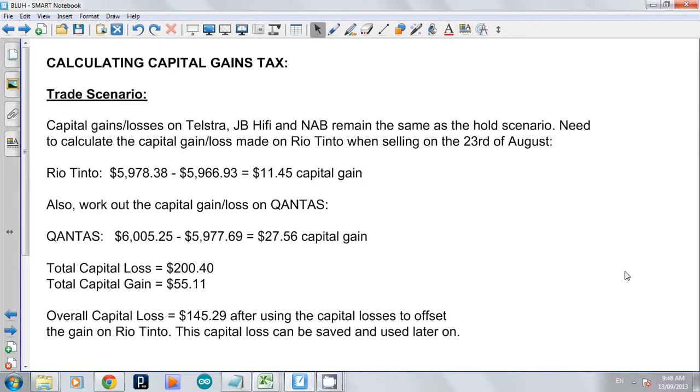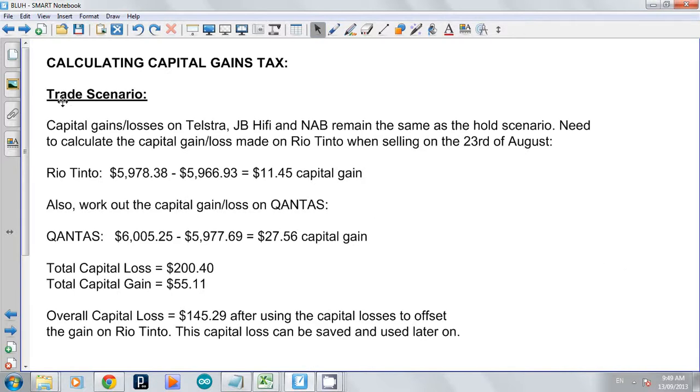And I think you'll find, as I said earlier, that for most people, because the market's been pretty static in the 5 weeks we've looked at, most of you guys are not going to make very large capital gains or no capital gains at all. You'll probably make a capital loss overall. So you're probably not going to have to worry about paying capital gains tax.